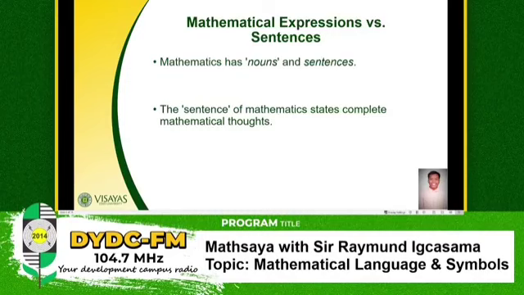In English, nouns are words that name something. It could be a place, a person, an object, or a thing. On the other hand, a sentence is a group of words that you put together, combining them using a connector, that expresses a complete thought. So that is the rule or the definition in the English language.